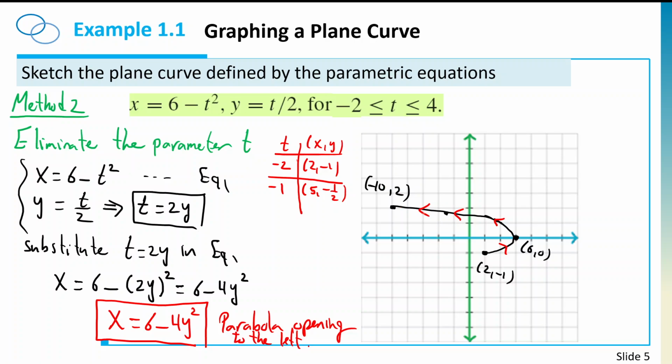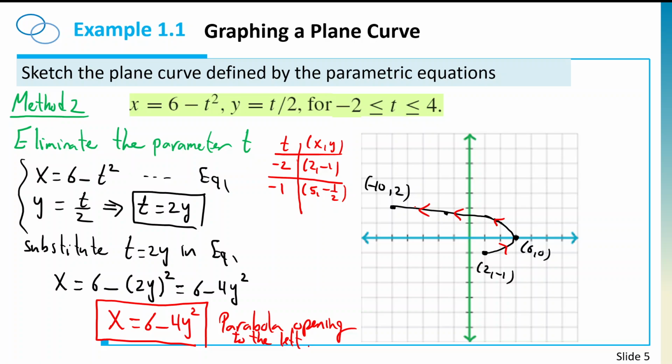To know the orientation in that case, once you know the graph, you need to check the orientation. The easiest way, since we don't need to do a table for all of the points every time, is to check 2 points and track the movement. Which way is it going? Just to know the orientation, we need to check at least 2 points.